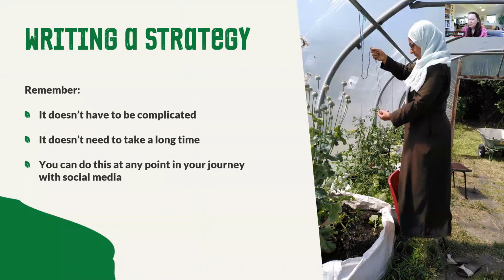And strategies can sometimes worry people, or just the word strategy can seem a bit daunting. But do remember that actually this doesn't have to be a complicated process. Writing a strategy doesn't need to take a long time. And also, even if you've already got your Green Hub on social media and you're happily posting away, but you don't have a strategy, well, it's not too late to make one. You can do or even redo this at any time.